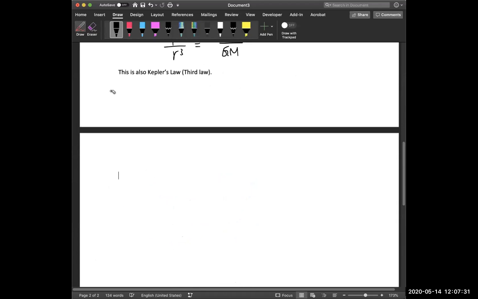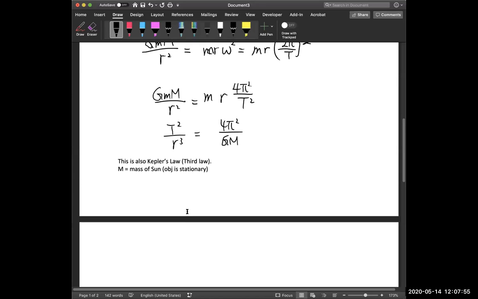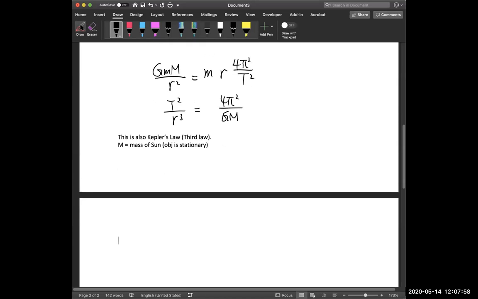And then from this, what is the big M in this formula? Mass. Which mass? Sun. Yeah, that's the mass of the sun, or that's the mass of the object that is stationary. So, and then let me give you some knowledge. Sir, what if none of them are stationary? If it is a binary star, then this formula does not apply.